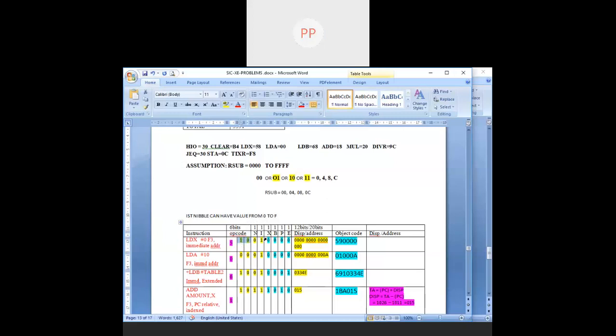Can I write this as 4A? Can you make this as 4A? No, ma'am, not at all. What is 4A? 10. So can you represent 10 using these last 2 bits? No, it's only 4 and 8. So see here, the second nibble is nowhere apart from these values. Check out here, do you have anything apart from 0, 4, 8, C? No, ma'am.